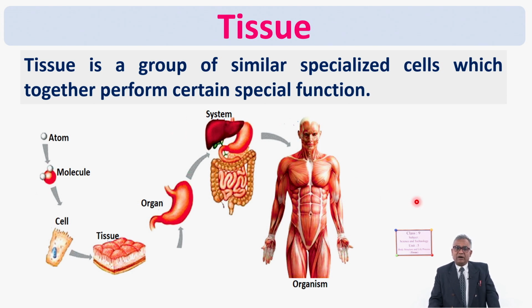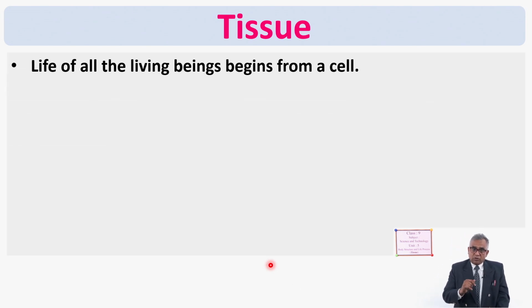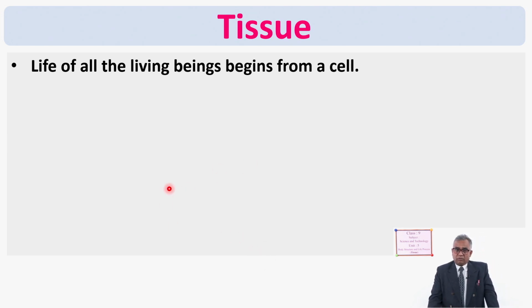Tissue is a group of similar specialized cells which together perform certain special function. Okay. Many tissues are made of similar type of cell. In some cases, especially in plants, there are many types of cells also which form tissue, but their function is what? Similar. Okay. Now, you can note these points related with tissue, but here started from cell.